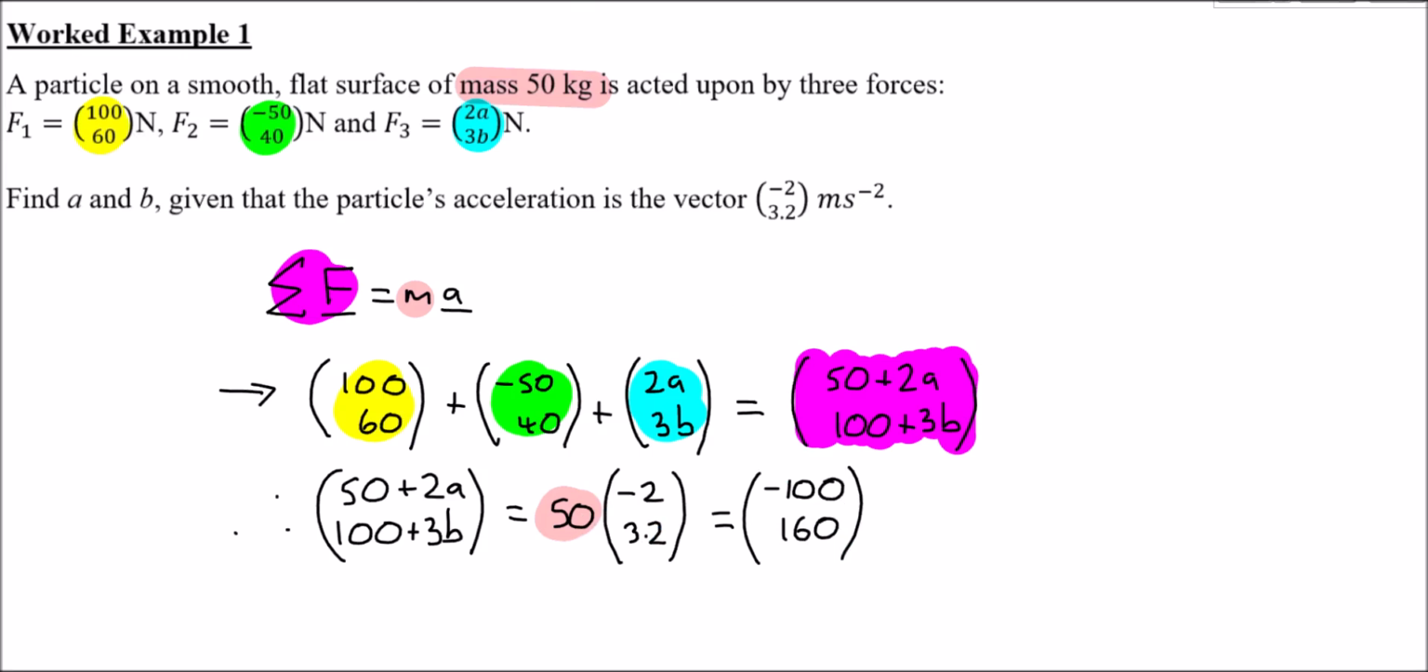Now what we can do is consider the tops of these vectors, the i components. So the top here we had 50 plus 2a, and that must equal minus 100. In exactly the same way, this 100 plus 3b must equal 160. So from this we can deduce 50 plus 2a is minus 100. And if we rearrange that one, it's fairly straightforward. Subtract 50 from both sides, then half. We see that a must equal minus 75.